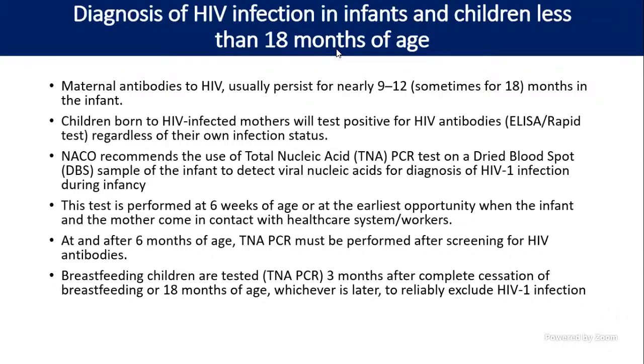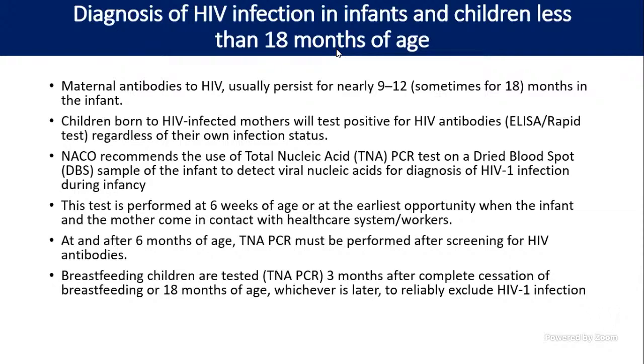So the National AIDS Control Organization recommends the use of a total nucleic acid, TNA PCR test, done on a dried blood spot, also called DBS, sample of an infant to detect viral nucleic acids for the diagnosis of HIV-1 infection during infancy. So during infancy, if you want to test whether or not an infant is likely to be HIV infected, you would recommend a nucleic acid PCR on a dried blood sample of that infant.